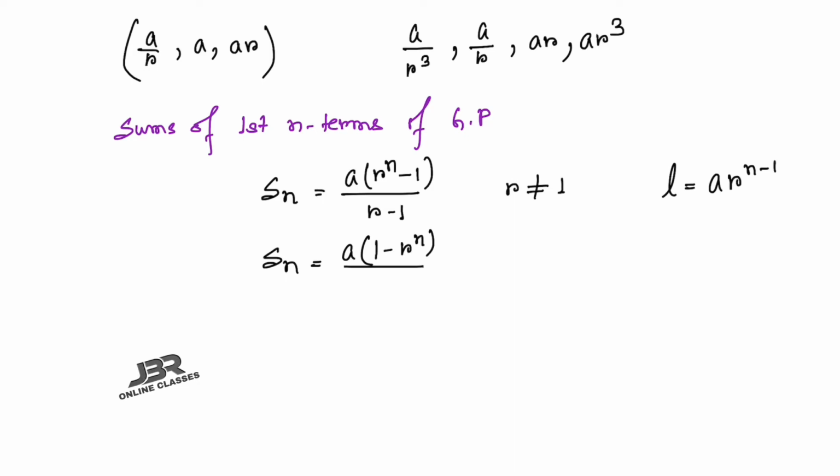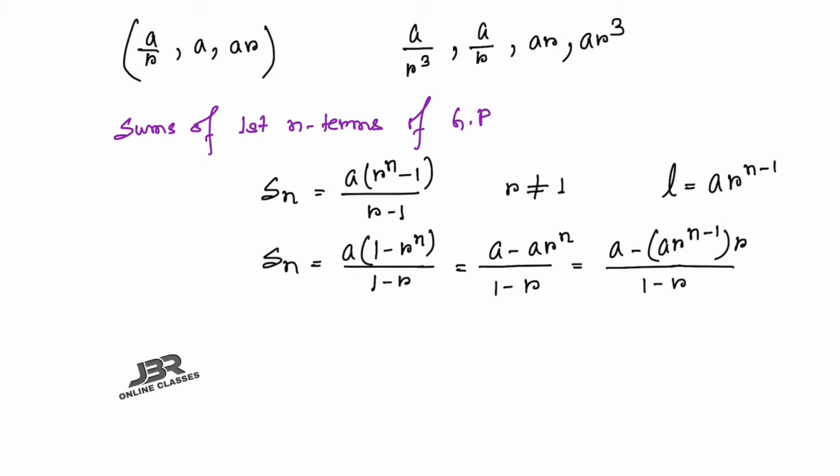If you take 1 minus r common, then definitely the lower one will also be 1 minus r. So here you can write a minus a r to the power n divided by 1 minus r. Now as here a r to the power n, you can write this as a r to the power n minus 1 into r, then divided by 1 minus r.